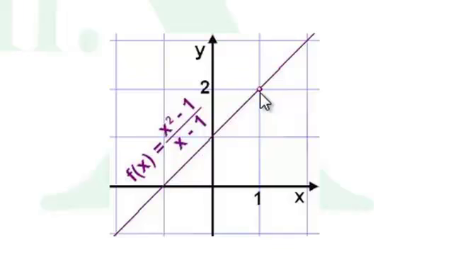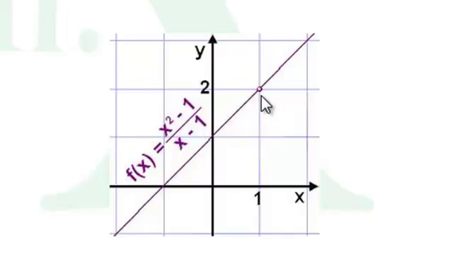Hole in a function. And the reason there's a hole there is because if we evaluate f of 1, well, we get a 0 on top. That's okay. But if we put a 1 in for the x in the denominator, we get a 0 in the denominator. And dividing by 0 gives us a very, very, very large number, like infinity. So it blows the function up. So there's a discontinuity here. We would call that a hole in a function.